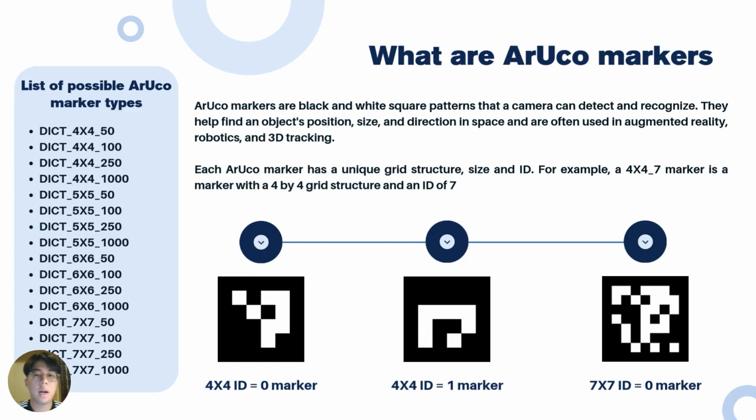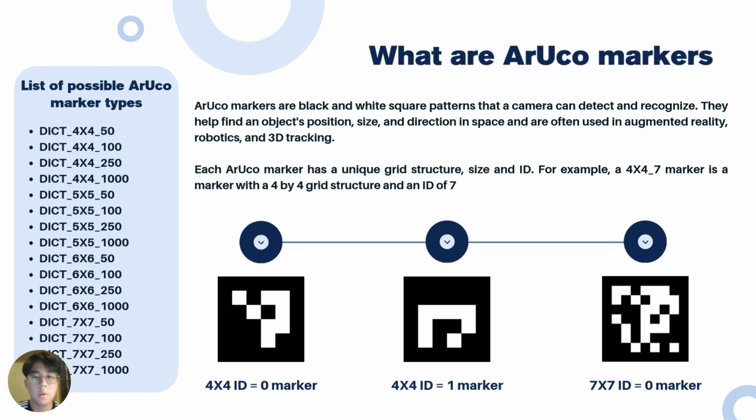Okay. So what are ArUco markers? ArUco markers are special black and white square patterns designed for computer vision applications. They usually act like a QR code that a camera can detect and recognize. This marker helps to determine the object's position, orientation, and size in 3D space, making them useful in augmented reality, robotics, and 3D tracking.